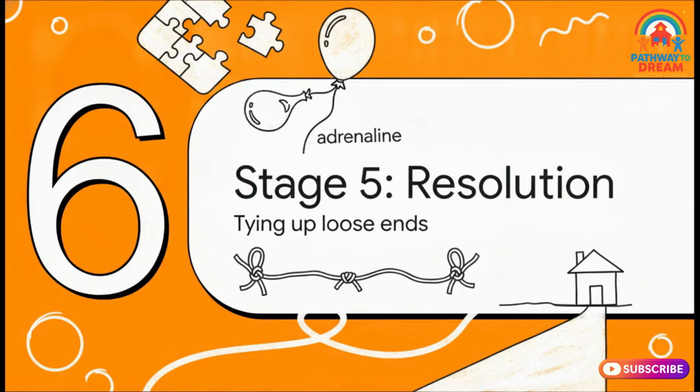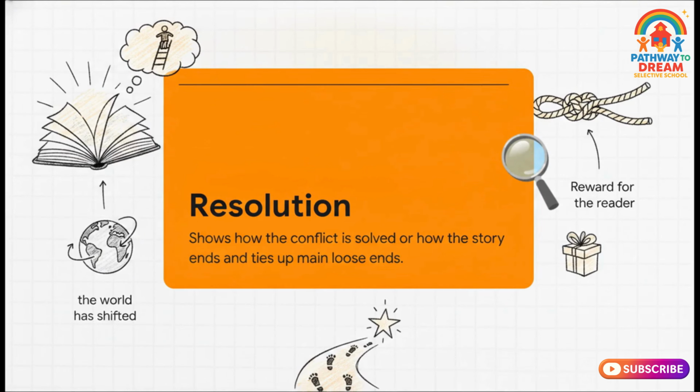All right, let's take a deep breath as we enter Stage 5, the resolution, tying up loose ends. This final stage shows exactly how the dust settles. It solves the core problem and ties up those main loose ends. It often includes a final reflection or a major change in the character.